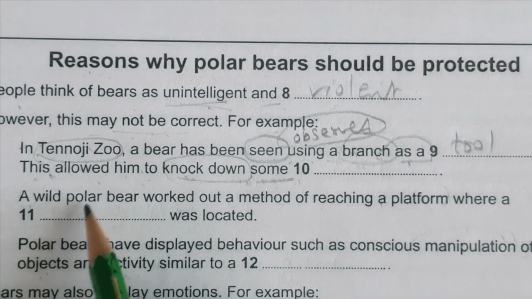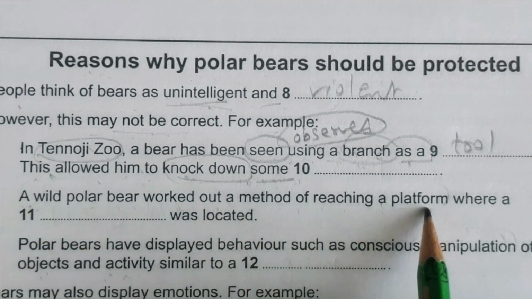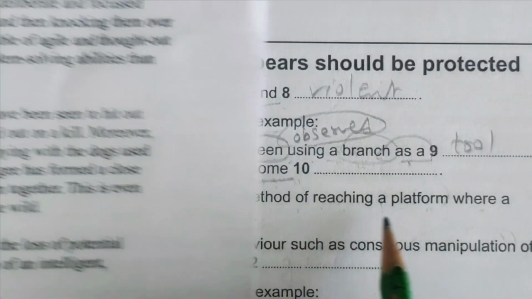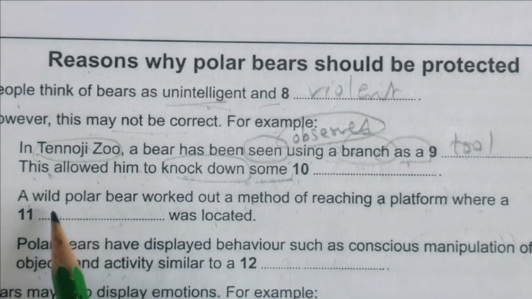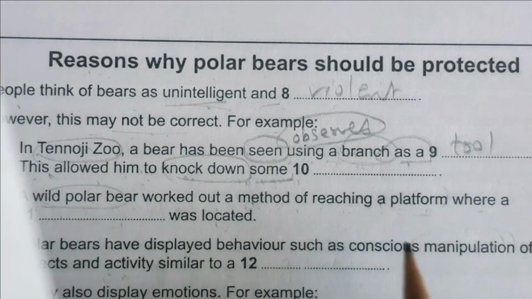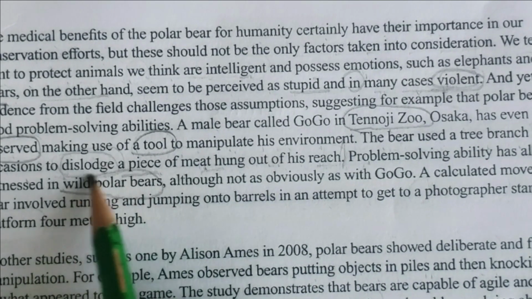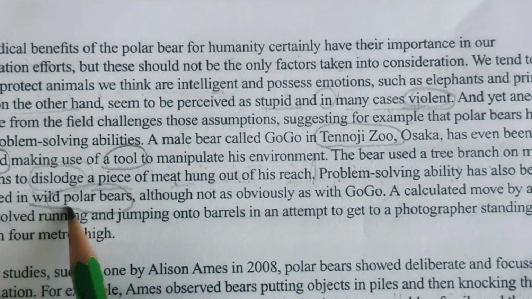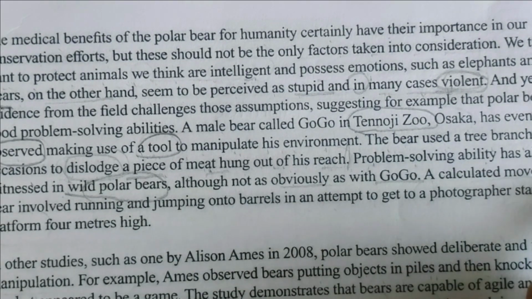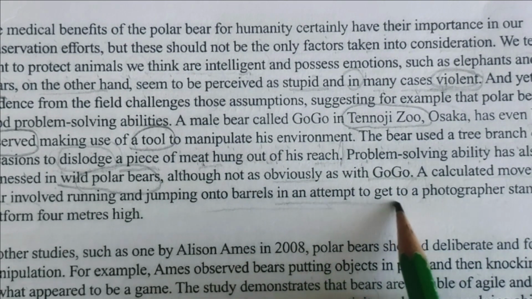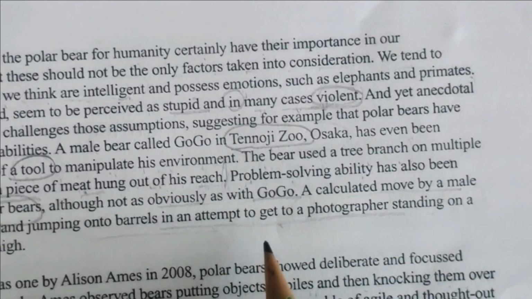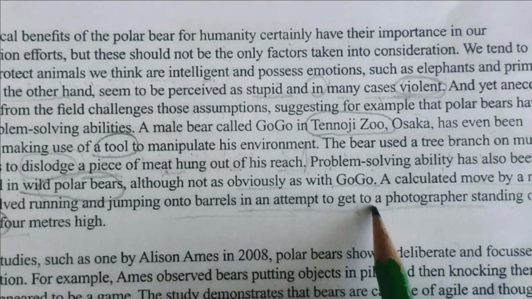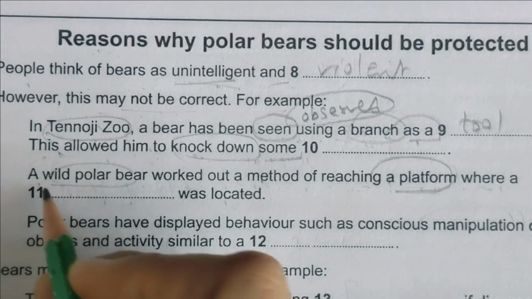But I had found it in the last. I am shifting to another question. A wild polar bear worked out a method of reaching a platform where a photographer was located. Now you will come to know the actual location of this when you find this question. A wild polar bear's problem solving ability has also been witnessed in a calculated move by a male in an attempt to get a photographer standing on a platform. The word platform is there, so the answer would be near the platform, where a photographer was located.